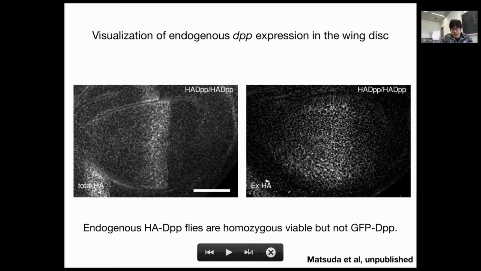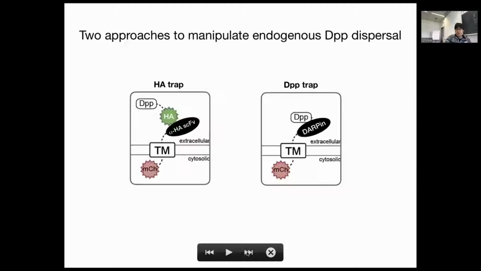So I was a bit sad, but to manipulate this HA-tagged DPP, we took two approaches to manipulate endogenous DPP dispersal. One is to develop an HA trap like morphotrap, and the other one is a DPP trap, to trap DPP directly.